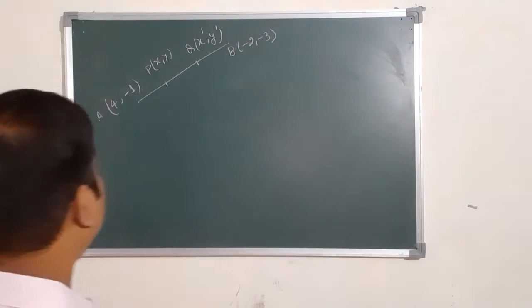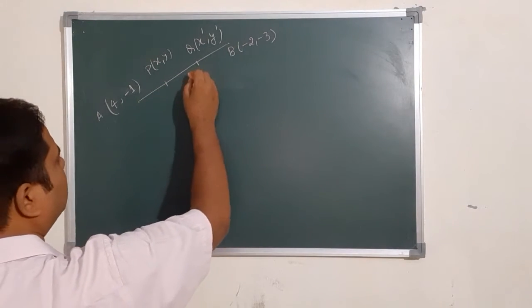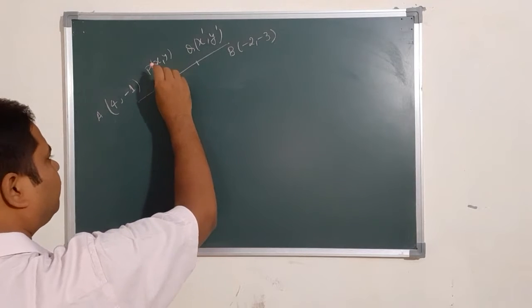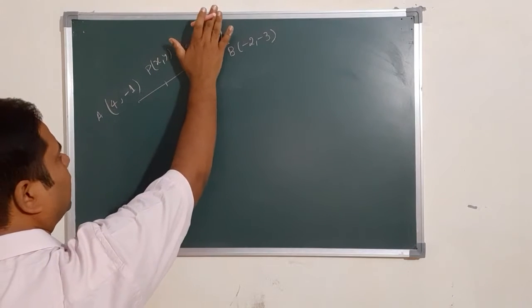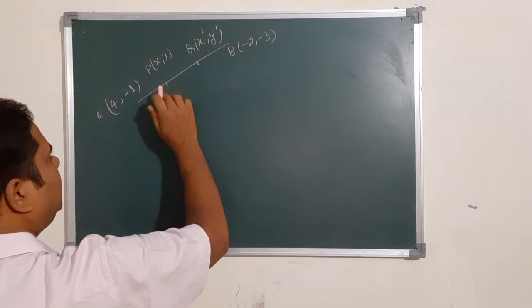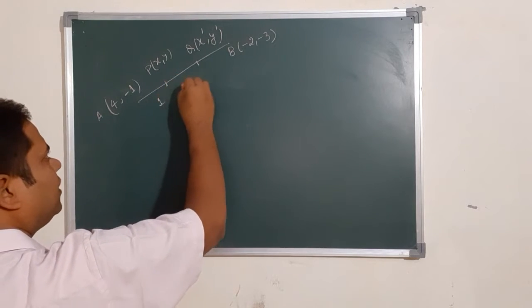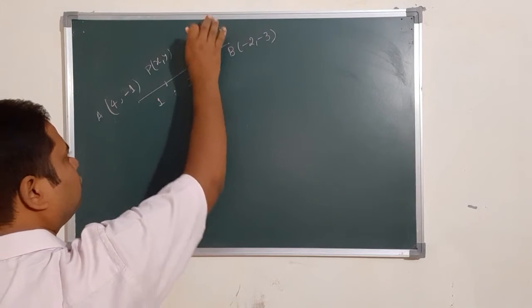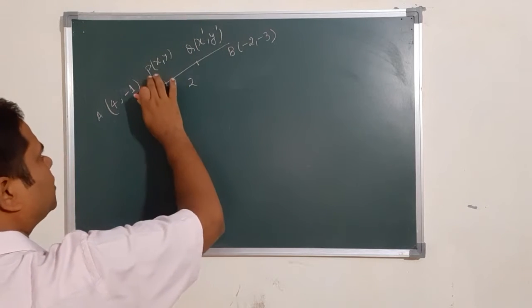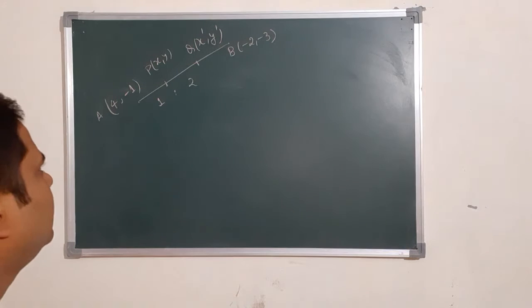So now let us start. If this is in 3 equal parts, first we find P. Then P divides the line segment in 1:2. No need of this particular point. So first of all we find P.